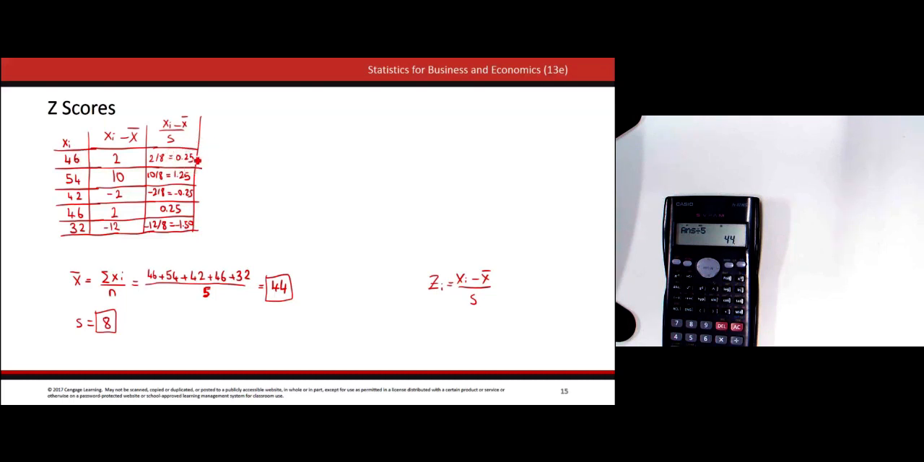So how do you interpret the z-scores? This means 46 is 0.25 standard deviations to the right of the mean, because it is positive, so larger than the mean. 54 is 1.25 standard deviations to the right of the mean. 42 is 0.25 standard deviations to the left of the mean. 32 is 1.5 standard deviations to the left of the mean, which is the measure of the relative location. It gives us the number of standard deviations that a value is away from the mean.